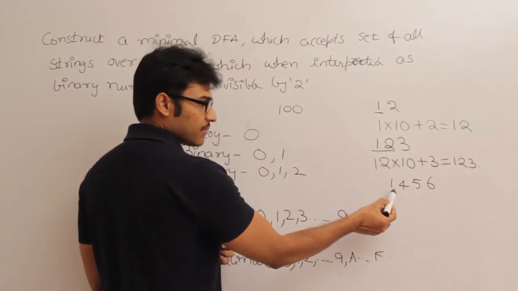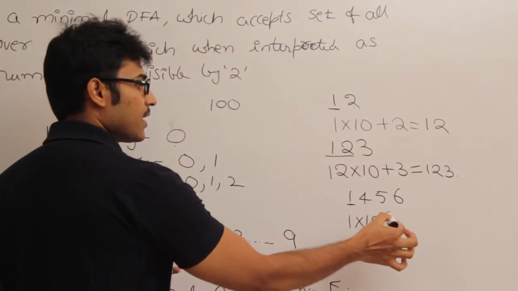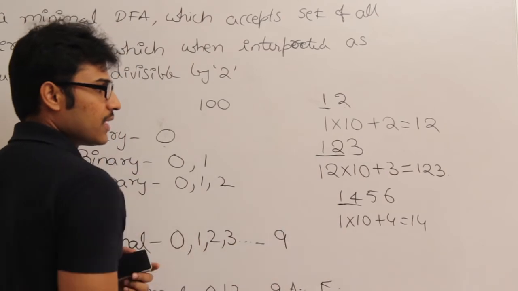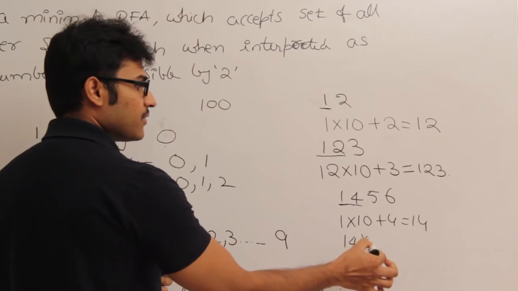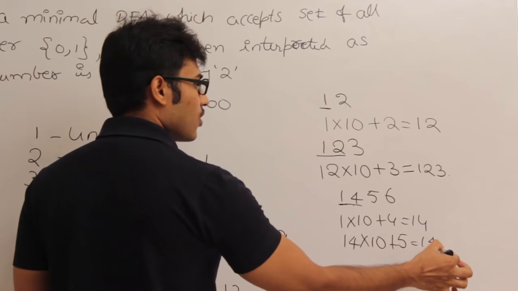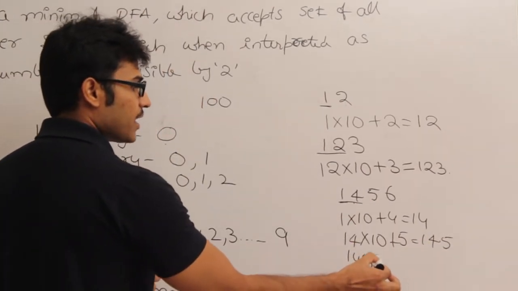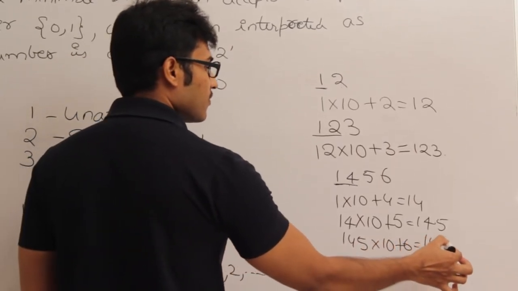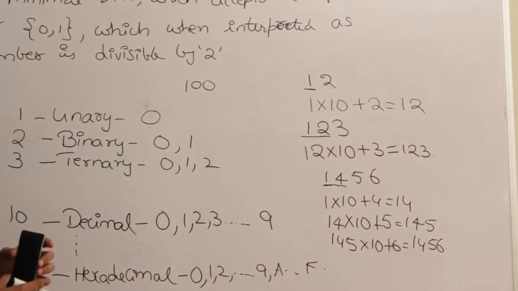I'll take the existing number, first digit 1, and I multiply with the base 10 and I add 4. That is how I got 14. So this one is 14. Now I'll take 14 and I multiply with base 10 and I add 5, next one. That is how I got 145. And I'll take 145 and I multiply with base 10 and then I add 6. It is going to be 1456. So that is how all the numbers in base 10 have to be evaluated.